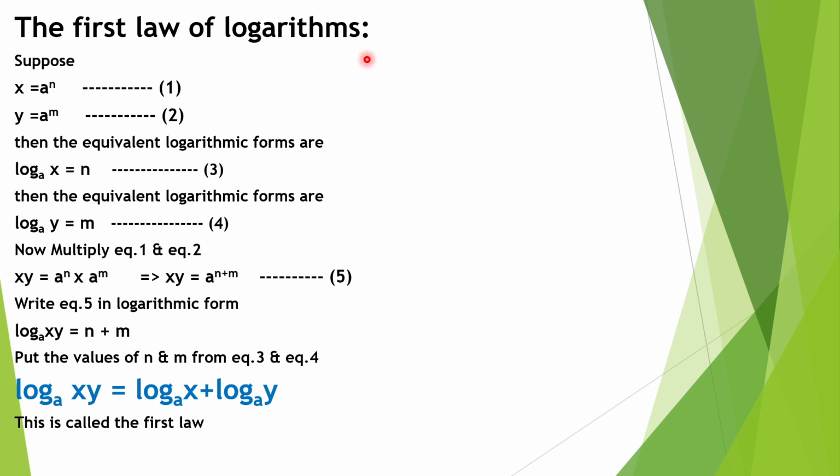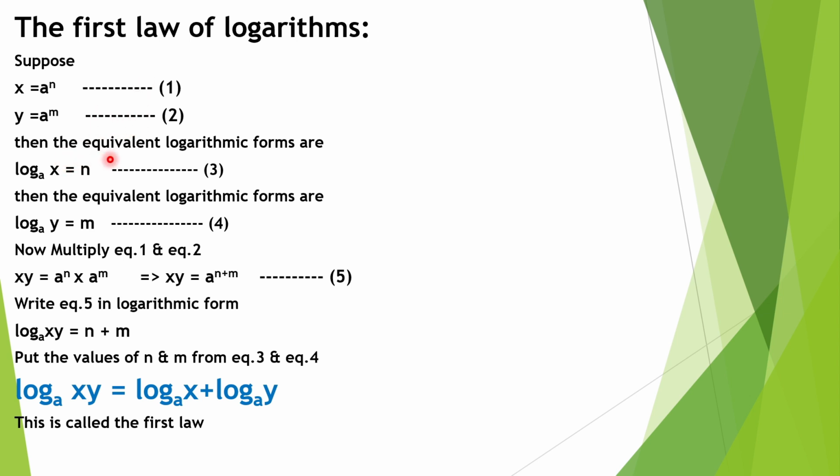This is the first law of logarithms. Suppose x is equal to a raised to a power n. This is the first equation, let's say. This equation means that if I write over here 64, and if I say 64 is equal to 2 raised to a power 6, so both are equal. So you can write 64 is equal to 2 raised to a power of 6, which is equal to 64. So this is a general form, and similarly you can write y is equal to a raised to a power of m. So these are two equations with us.